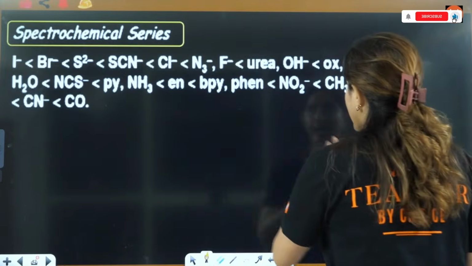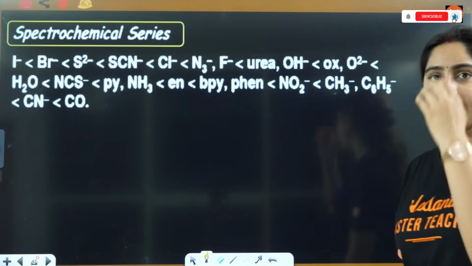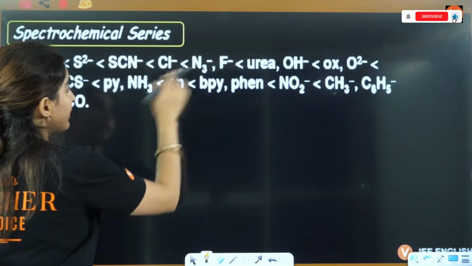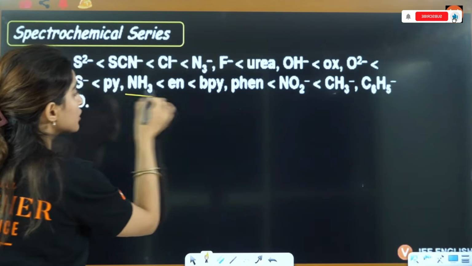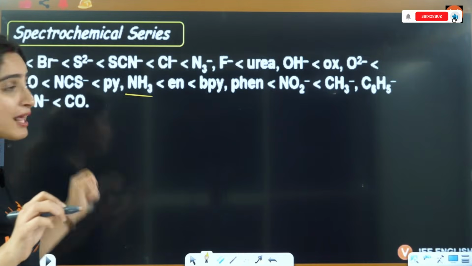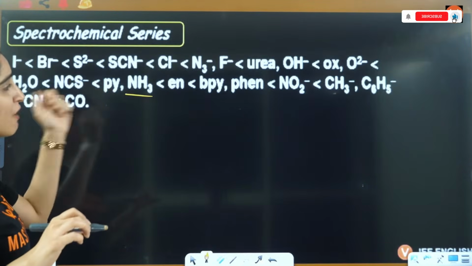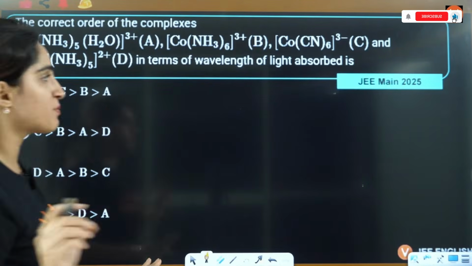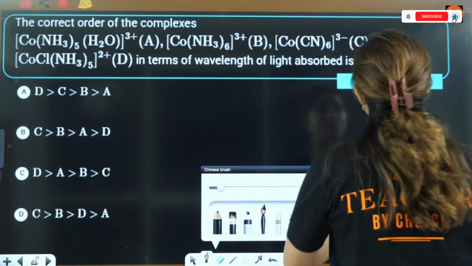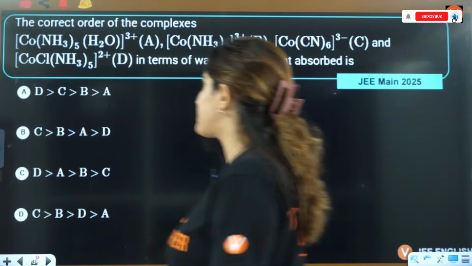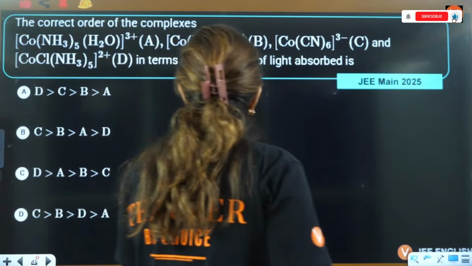Right, then guys, this is the spectrochemical series that I have talked about, right? This is how these are all weak field ligands, then here you have all the strong field ligands. Strongest is carbonyl, then you have CN, then NO2 negative, EN, NH3. So this series you must remember, because based on this series as well they ask you questions like this, that is a JEE Mains 2025 question. That is exactly based on this series.